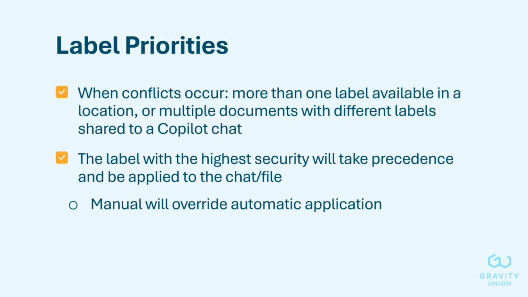Just as a general rule. But as well, if a user is able to manually apply a sensitivity label, that will override the automatic application of the sensitivity label. So something to keep in mind there as well, regardless of your application approach. Communication is always key with end users. Make sure that they understand exactly what the uses of these sensitivity labels are for and what actions they will be taking.